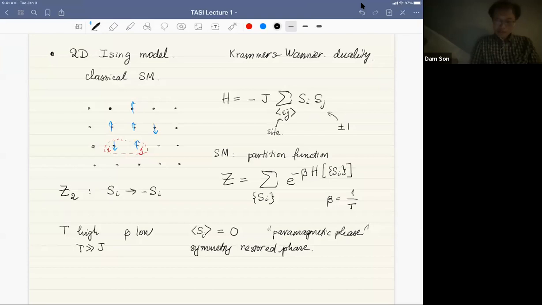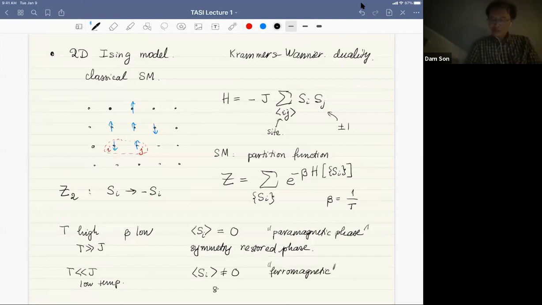When T is much smaller than J, it's the low temperature phase. We expect that the expectation value of the spin will be non-zero. And this is the ferromagnetic phase, where the Z2 symmetry is broken by the vev of the spin. So here's the situation, which is very familiar in field theory. It's like a double well potential. Field theory would show the same behavior.